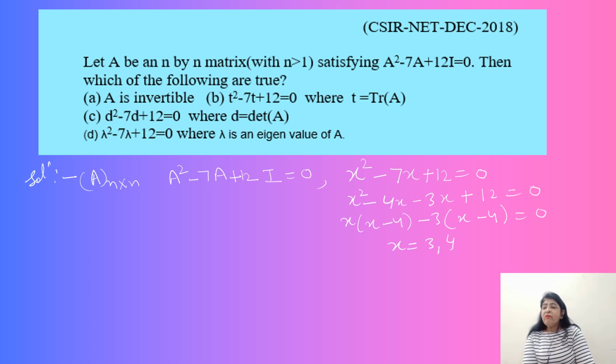So first, A is invertible. A is invertible if the determinant of A is not equal to 0. So now you can see the determinant of A will be the product of the eigenvalues. The product of the eigenvalues is 4 into 3, which is 12, not equal to 0. This implies A is correct.